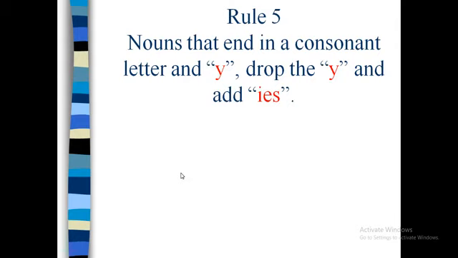Now, rule number 5. Nouns that end in a consonant letter and Y. What do I mean by that? يعني إذا انتهى النون بحرف Y وكان ما قبل الواي a consonant، يعني حرف ساكن. What shall I do? Drop the Y and add IES. Like sky. Sky, this is a noun. انتهت بواي. Before the Y there is a consonant. Drop the Y, شيل الواي and حط IES. IES. Okay. Another example. Poppy.